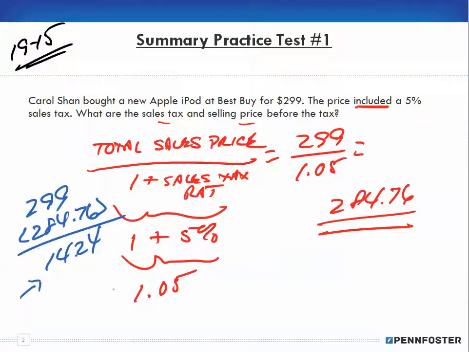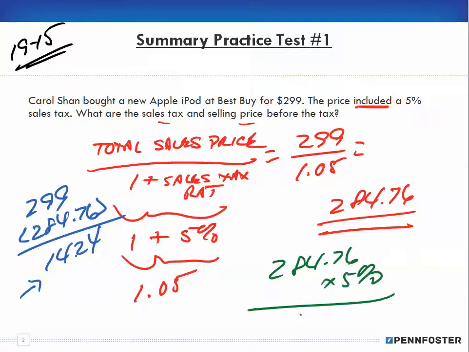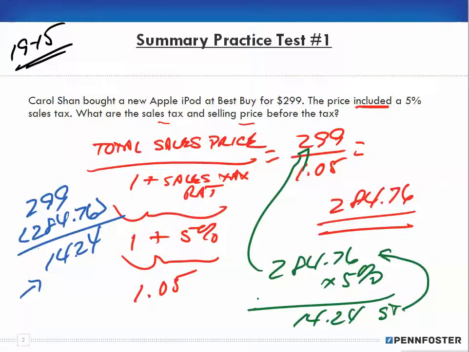Just as a quick check, you take your $284.76 and multiply it by the 5%, and you should get $14.24 for sales tax. Then add that to the $284.76, and of course that should equal the $299.